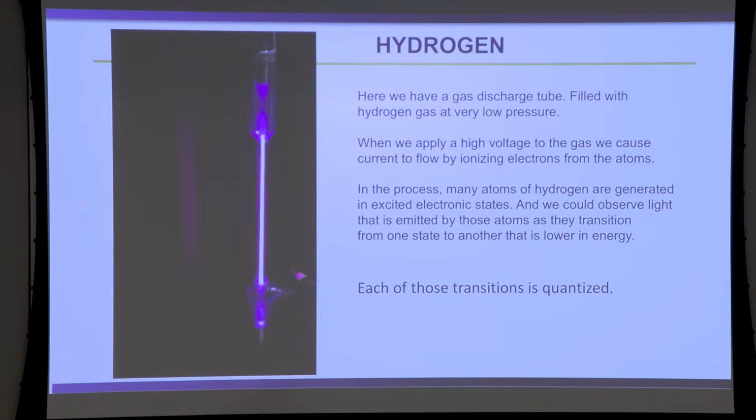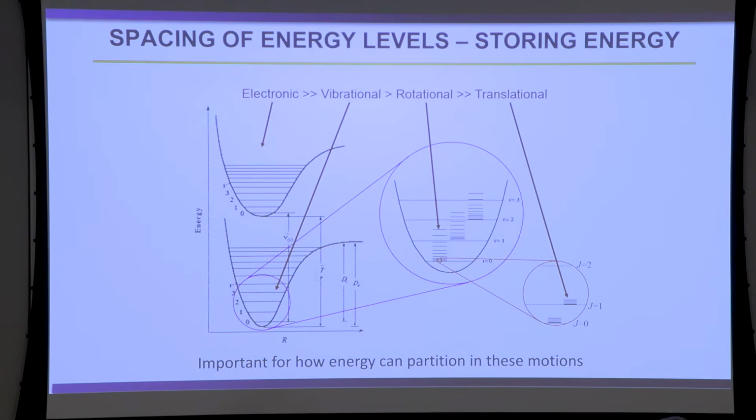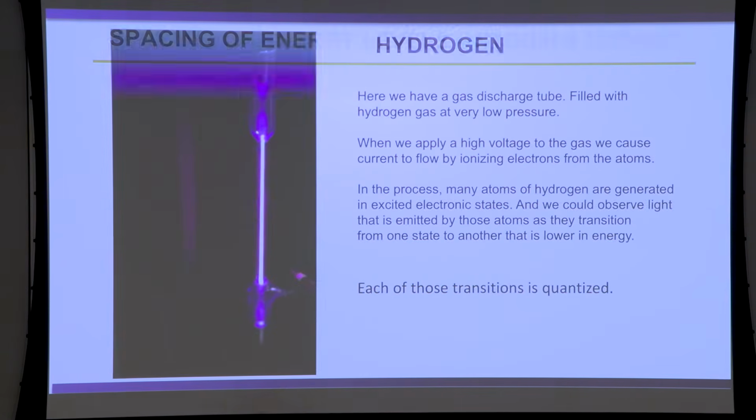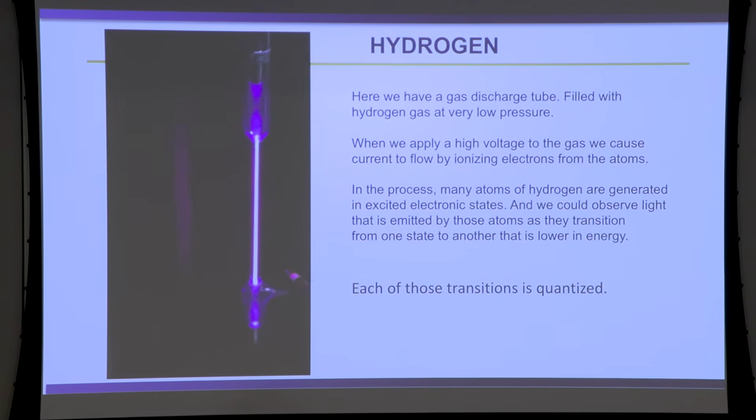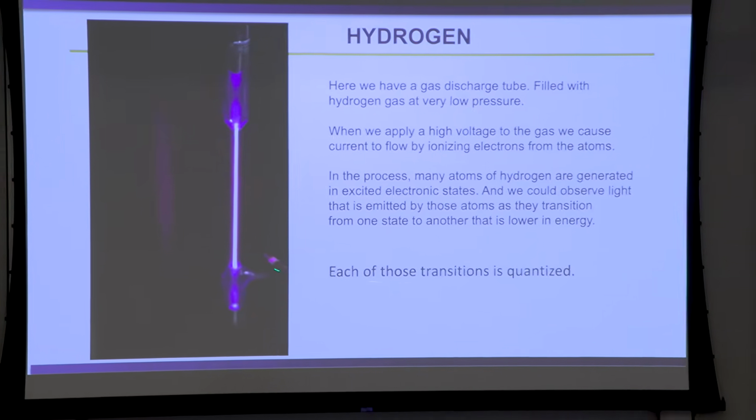So if I go back for a second to this one, what you're doing, you're producing so much energy they can jump on this upper level, okay? So you give energy, they go on the excited state. And what happened is that many atoms of hydrogen are in this excited electronic state, and light is emitted by those atoms as they transition from one energy level to another. So you excite this atom, and then they slowly decay, and once they decay, they emit a photon that basically gives you those colors that you can see.